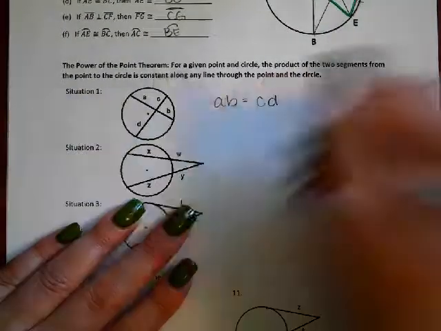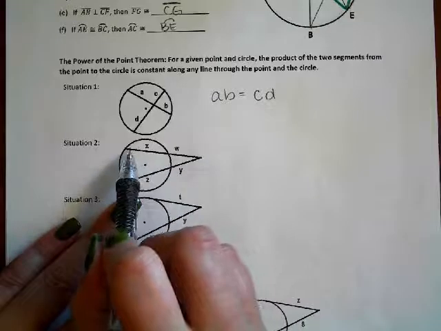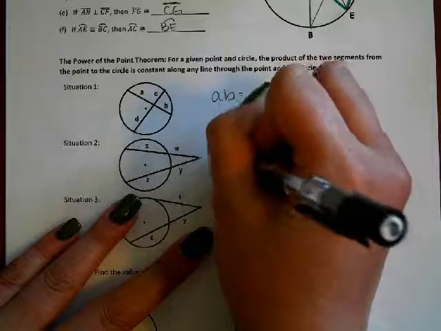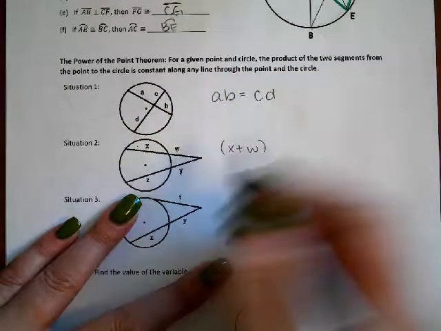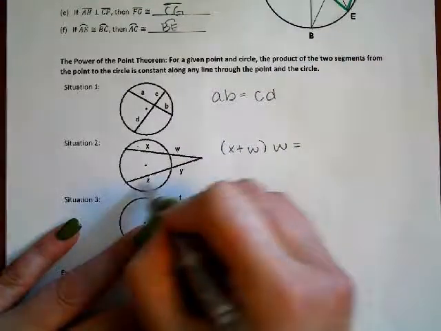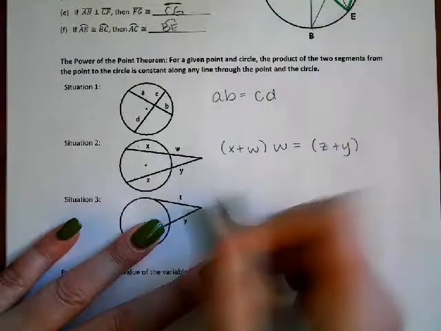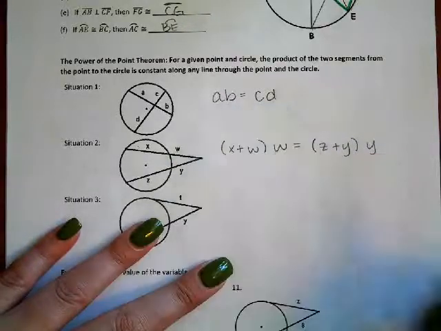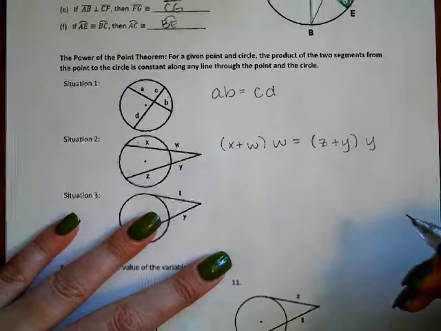All right, similar with situation two, again, we're going to be working with products. Here you're going to have the length of the entire thing, X plus W, multiplied just by the piece on the outside, W. That product equals this entire length, z plus y, times just the portion that's on the outside. So again, we're talking about a product equals a product: the whole thing times the outside, the whole thing times the outside.